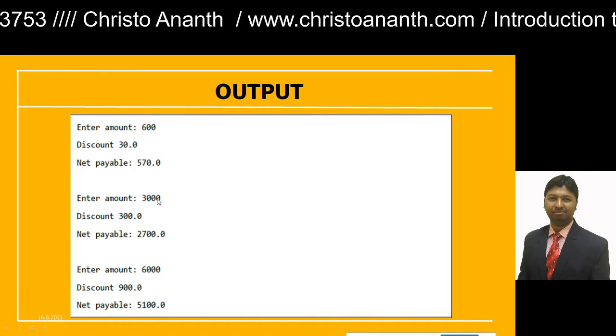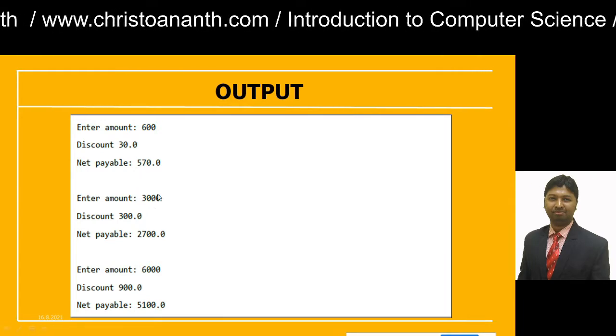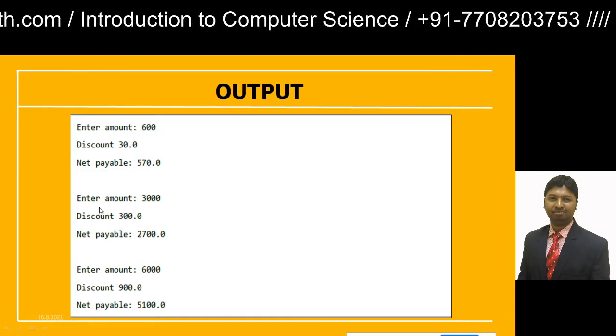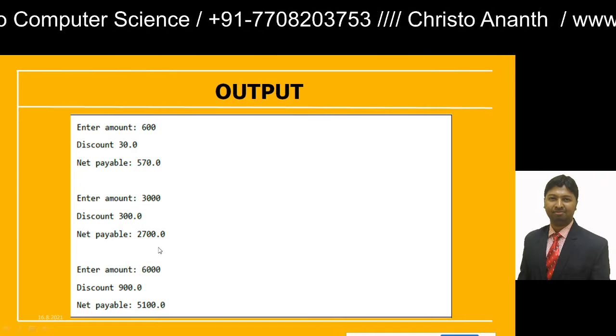What is the discount that you give for 3000? Say 3000 is multiplied by 10 percent, so 0.10. You get 300. So 3000 minus 300, you get 2700.